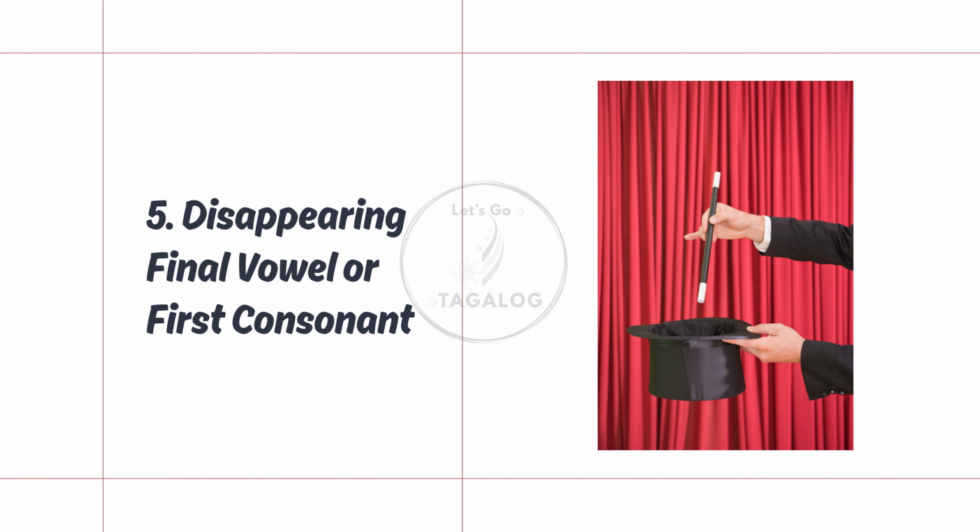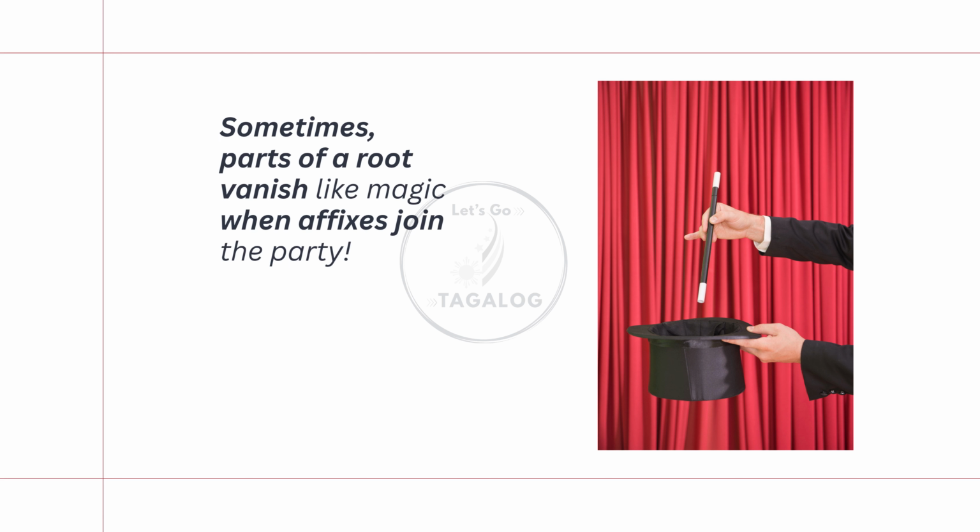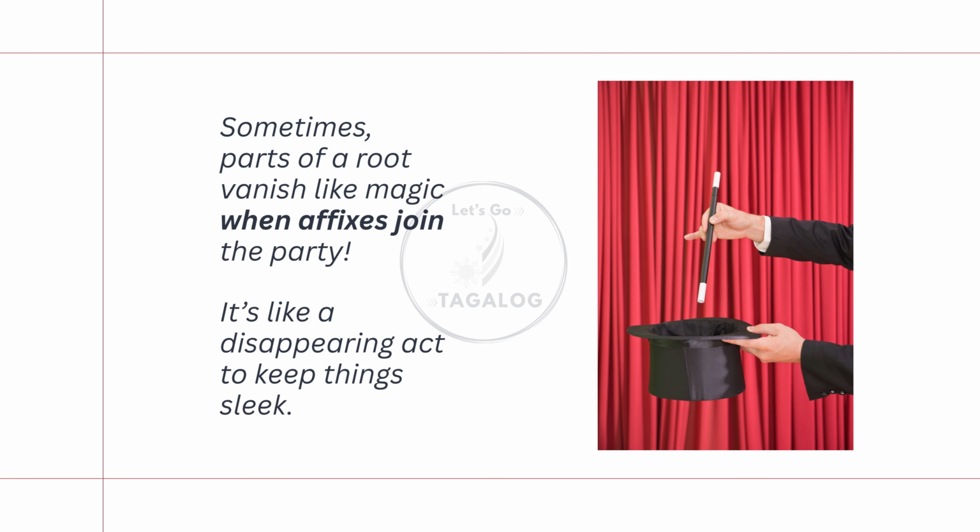Number 5. Disappearing final vowel or first consonant. Sometimes parts of a root vanish like magic when affixes join the party. It's like a disappearing act to keep things sleek. Let's peek at this trick.